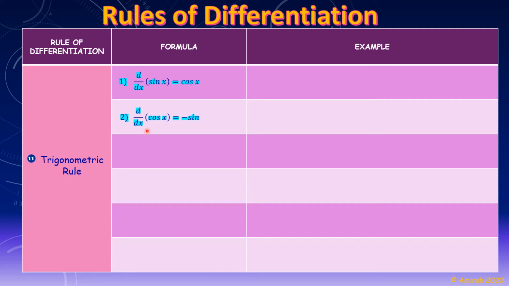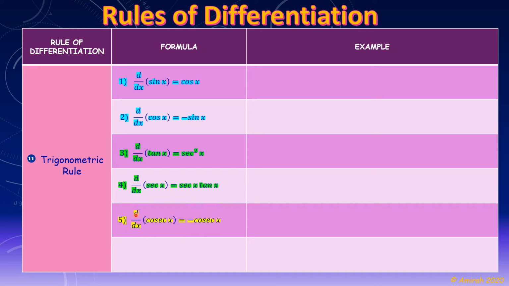Number 2 is the derivative of cos x. The answer is negative sine x. Number 3 is the derivative of tangent x, and the answer is sec squared x. Number 4 is the derivative of sec x. The answer is sec x tangent x.